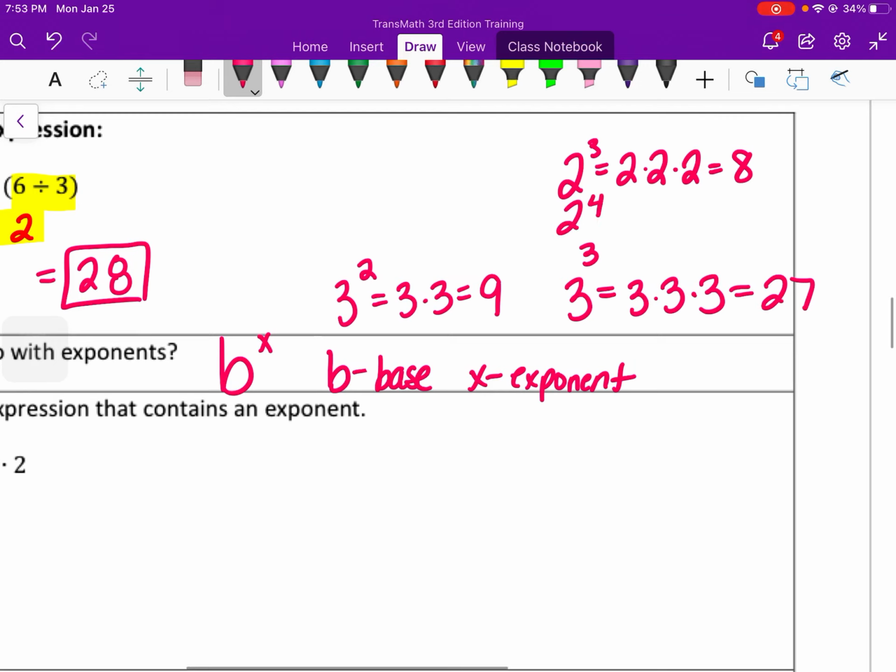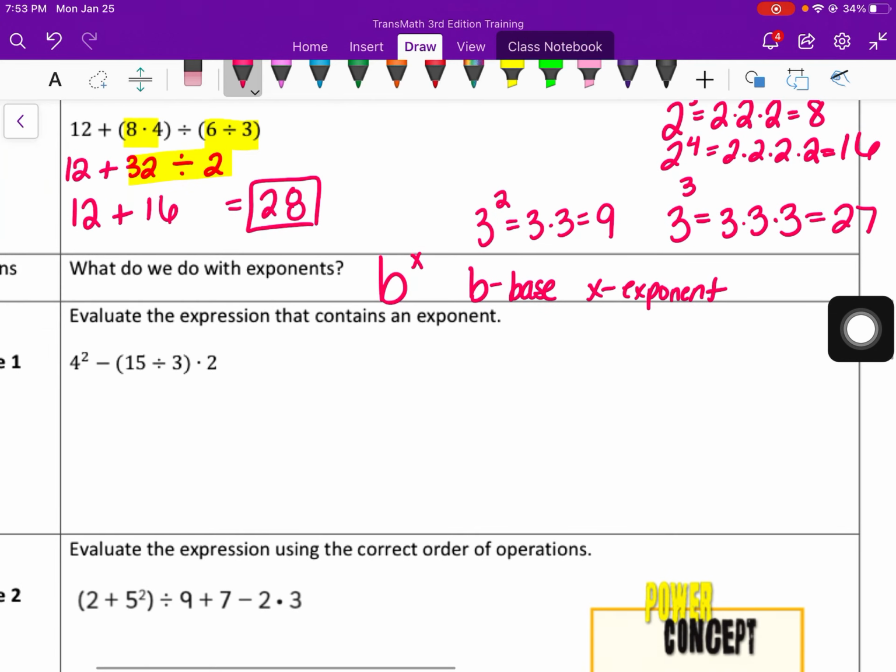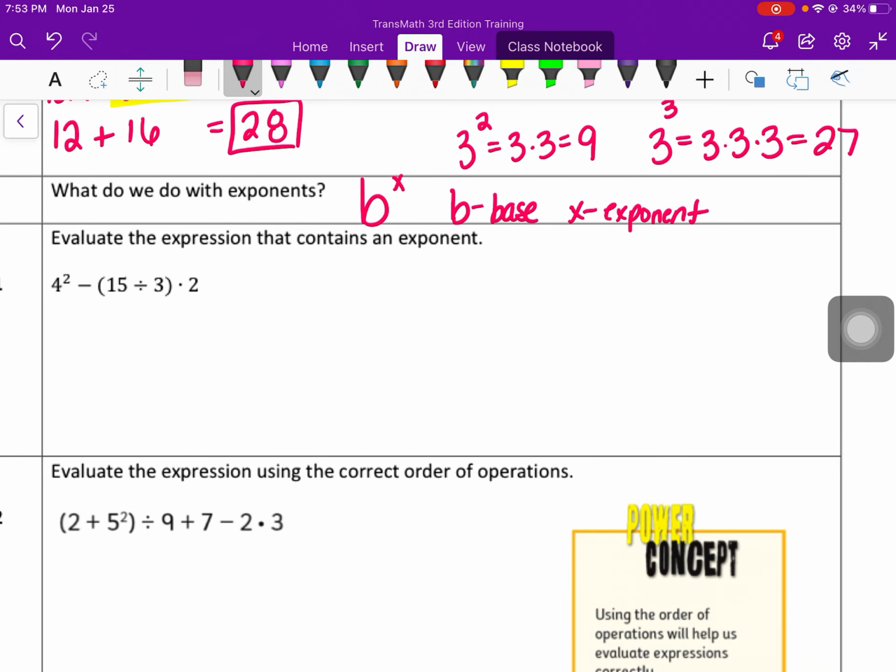2 to the fourth power would be 2 times 2 times 2 times 2. 8 times 2 would be 16. So the exponent tells you how many times to multiply the base times itself. So let's practice evaluating expressions that contain exponents.